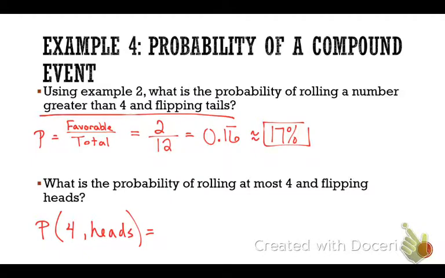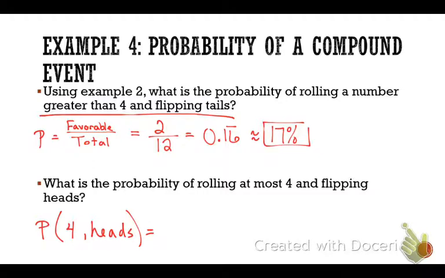All right, give me one favorable outcome that matches both criteria. Anybody give me one? 5 heads. No, 4 heads. 4 heads. Okay, 4 heads. Because at most 4 means it can be 4 and heads. So that matches both things that I'm looking for. 4 heads. What's another one? 3 heads. 2 heads. 1 head. That's not an option. That's not a number on the number cube.